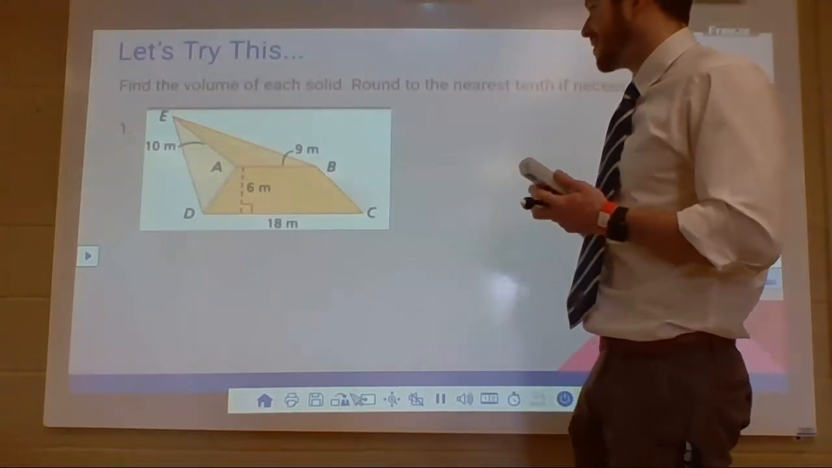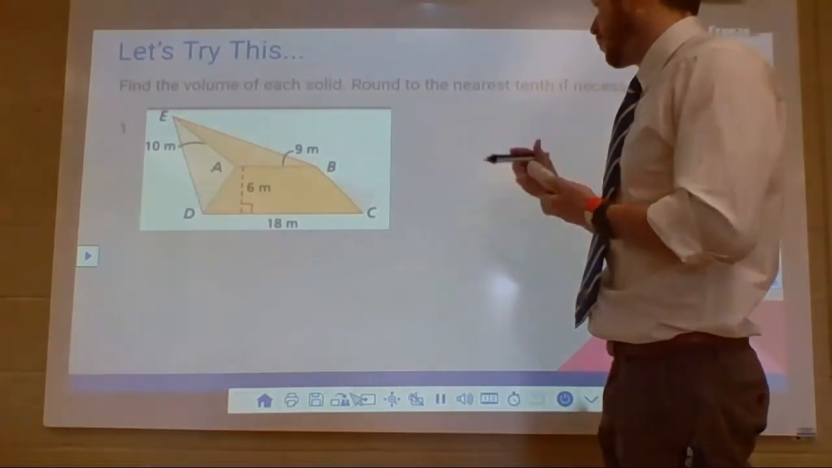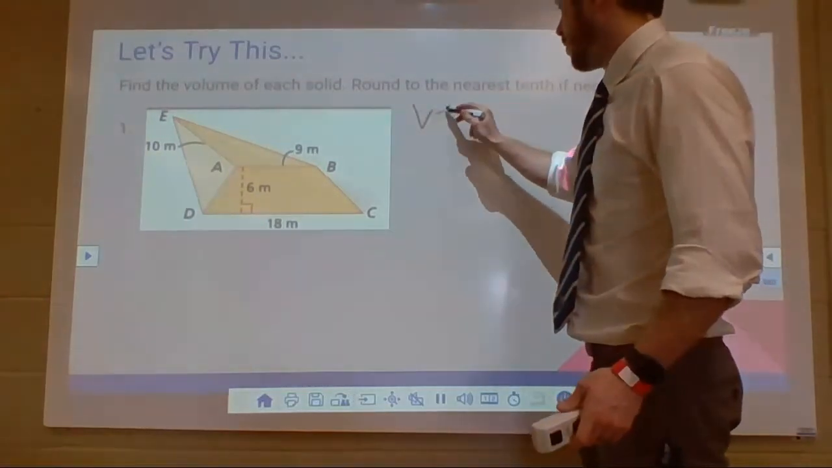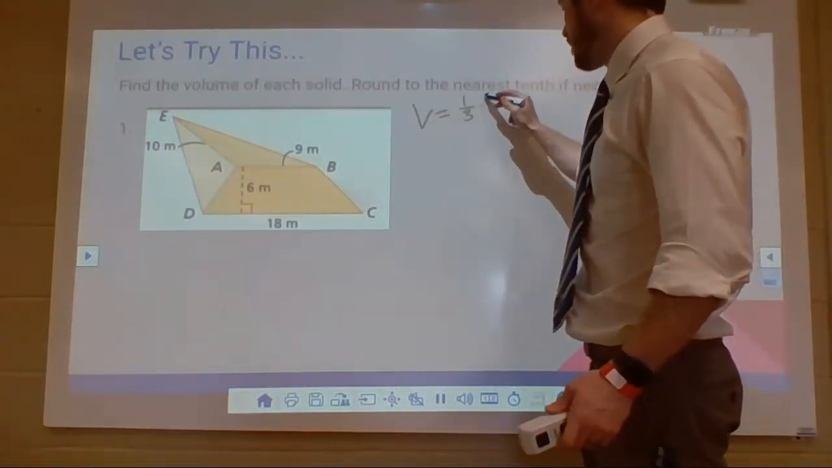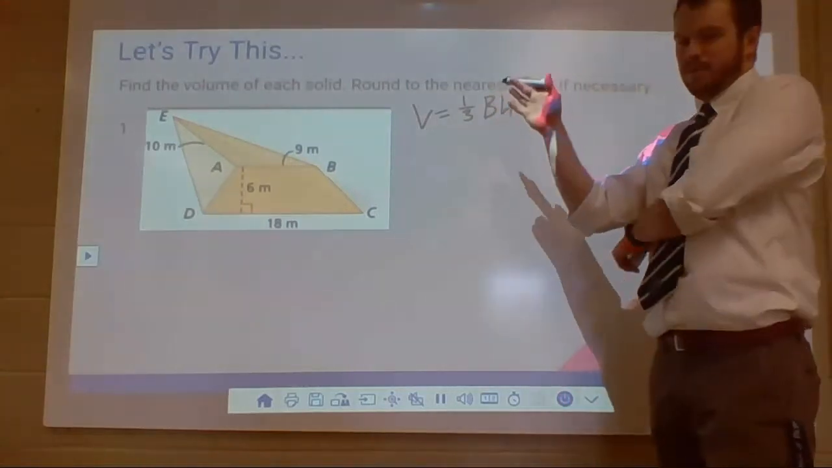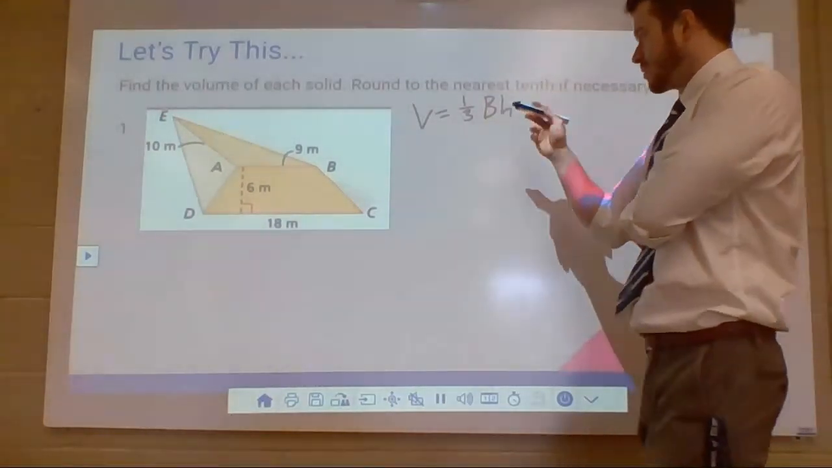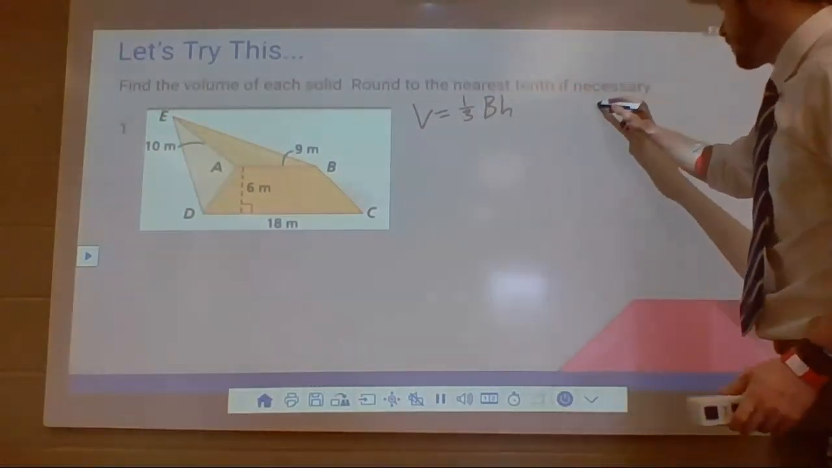We'll round to the nearest tenth if necessary. Okay, so remember what we're going to have to do is say the volume equals 1/3 times the area of the base times the height. Now remember, like I said, we can just find the area of the base, multiply by the height, and then divide by 3. So let's do that. Let's find the area of the base first.